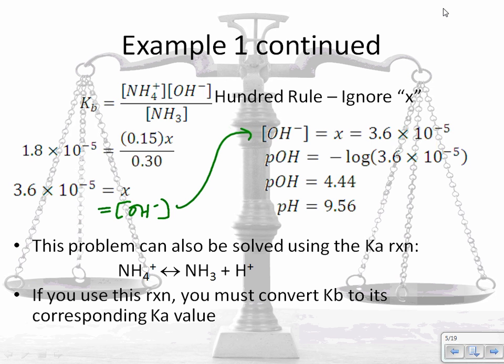As a side note, you can also solve this problem using the Ka reaction. So here's the Ka reaction for the ammonium ion, NH4+, donating its proton and becoming NH3. But if you do this, you first have to take this value for Kb and convert it to its corresponding Ka value, just like we've been doing in the last couple of videos. To find the Ka of the ammonium ion, you'd do Kw divided by Kb of ammonia. So you can do it that way. You should end up with the same answer in the end.